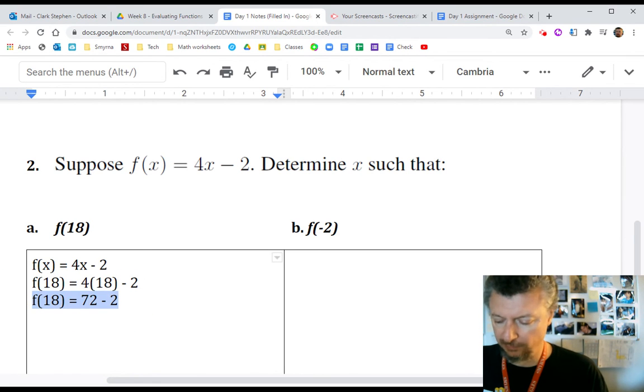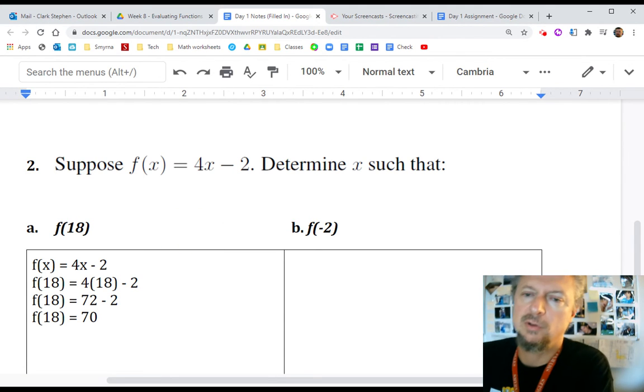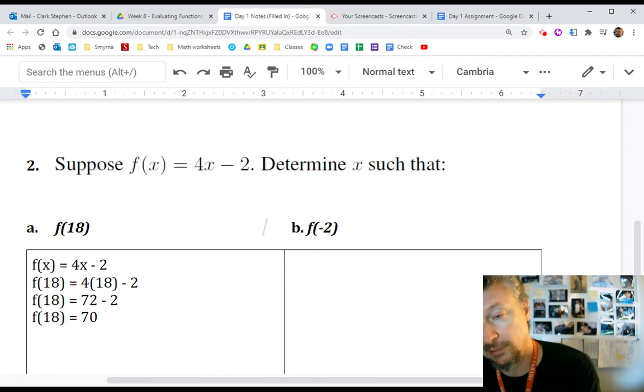All right. One more step. 72 minus 2 is 70. That's an easy one there. Okay, so now when you get your answer, it says f of 18 equals 70. That means when I plug in an 18 for x, I get 70. Right. That's what the function notation is.